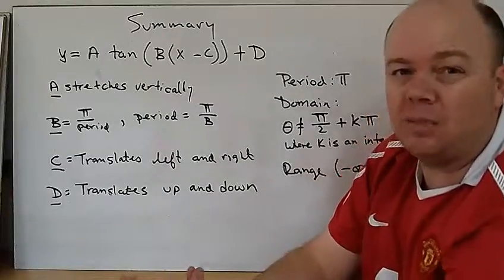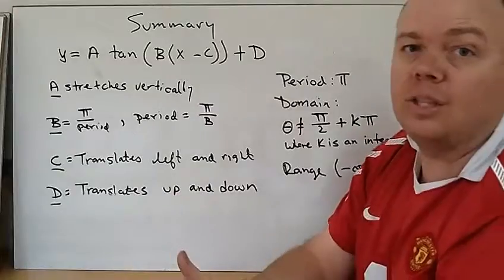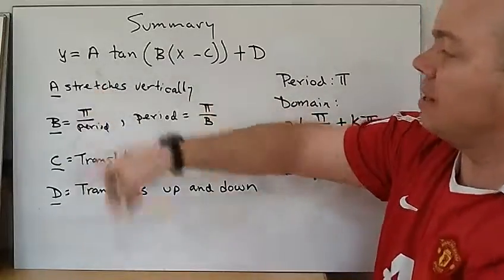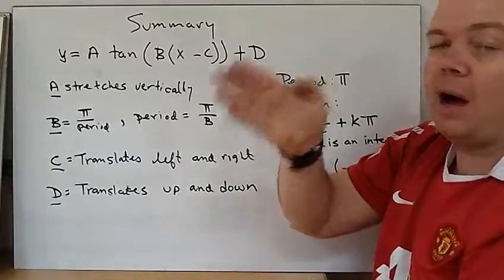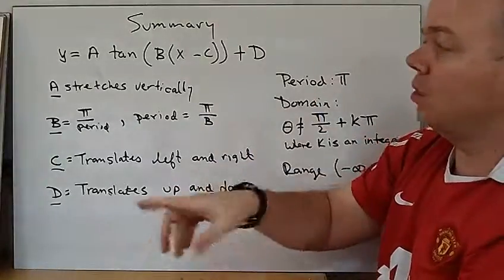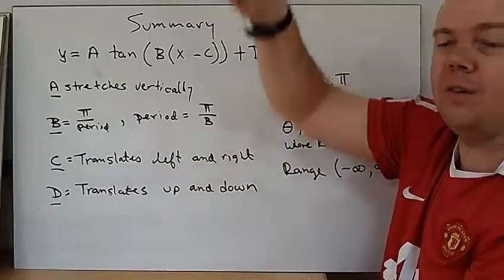Tangent has some of the similar properties as sine and cosine. It still has the same values. These things do the same thing to the function. A stretches the tangent graph vertically. So instead of it going through pi over 4, 1, if you multiplied it by 2, then it would go through pi over 4, 2. So it would stretch it vertically.